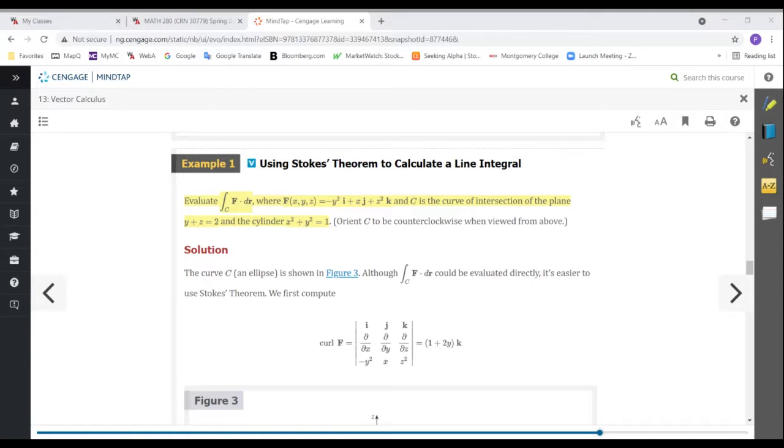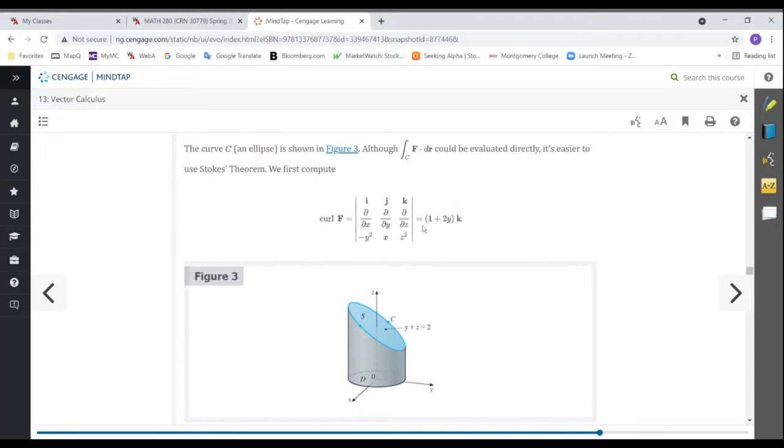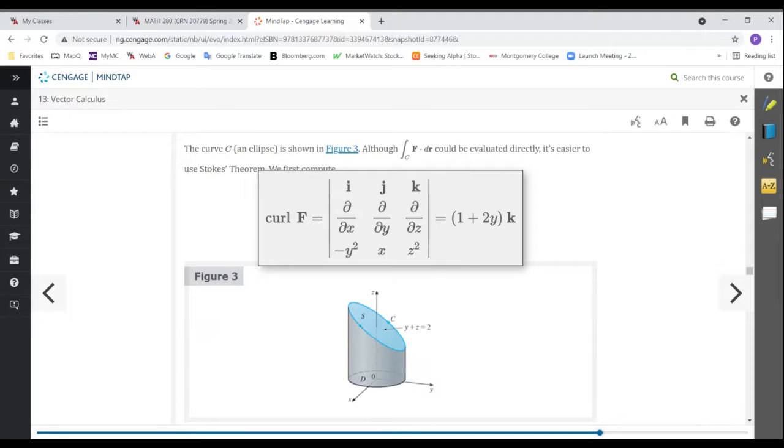So you find the curl of that vector field F. You know how to find the curl of a vector field. And the curl of this vector field happens to be equal to 1 plus 2y times the vector k.